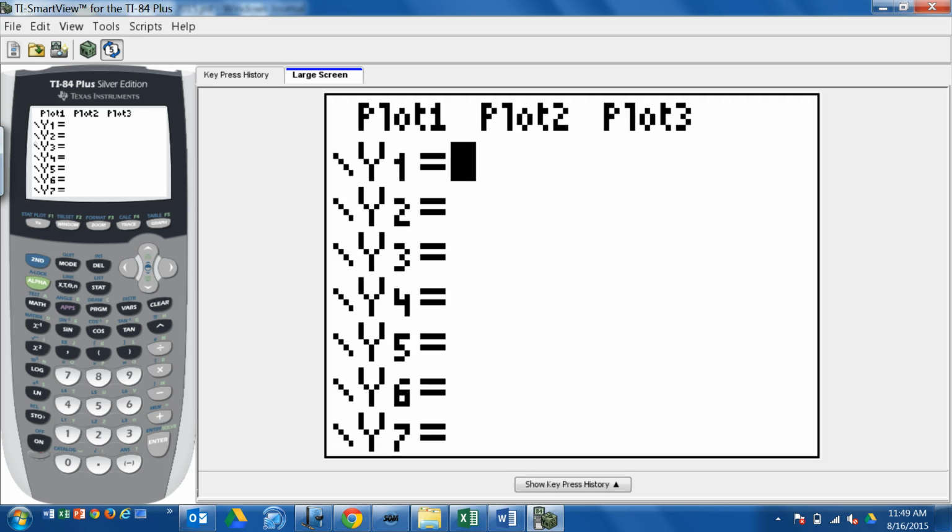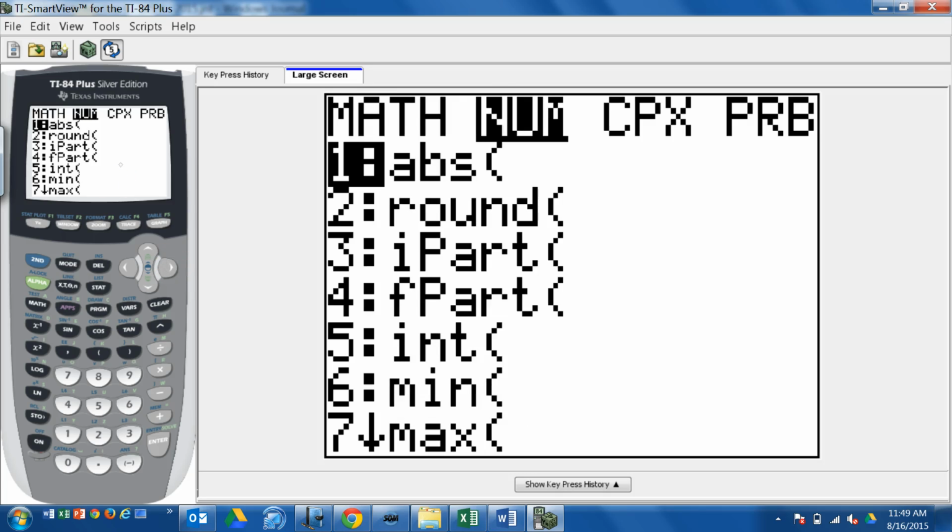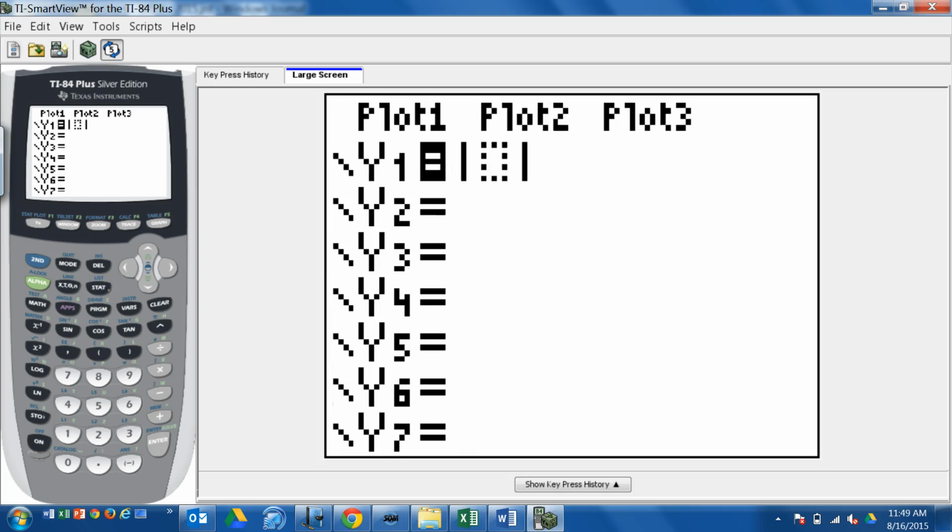Now to find absolute value, it's in the math button underneath alpha, so you go to math, you move over 1, and then you should see ABS, parentheses. You hit enter, and depending on what type of calculator, you're either going to get the absolute value signs or it'll say ABS parentheses, and then you just put what you want in there and close the parentheses.